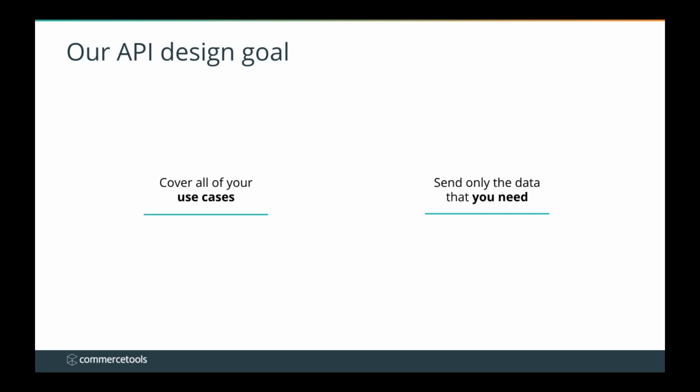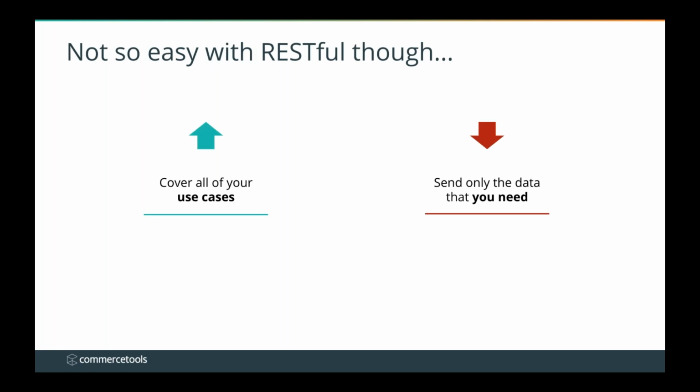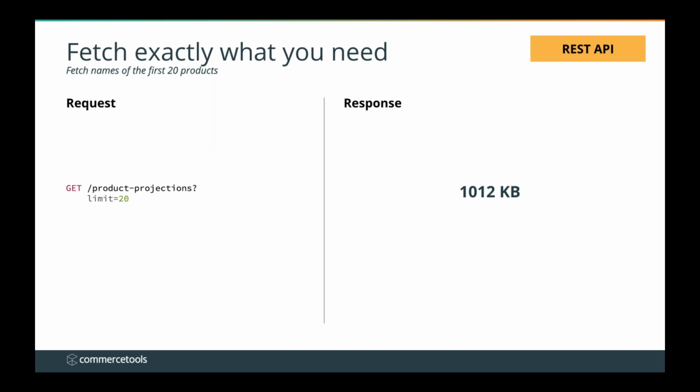The problem is that with the RESTful approach, that becomes a little bit difficult. Because the more use cases we try to cover for you, usually that means that we have to add more fields, which of course takes us farther away from the objective of sending you only the data that you need. We can see it in this example. We are trying to fetch 20 products via the REST API, and from these products, we only need the name. It's the only thing that we need. So we fetch it, and in response, we obtain 1 megabyte.